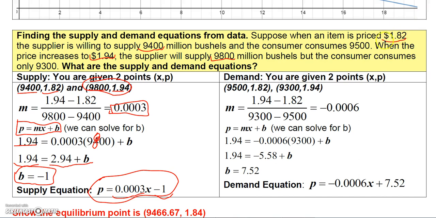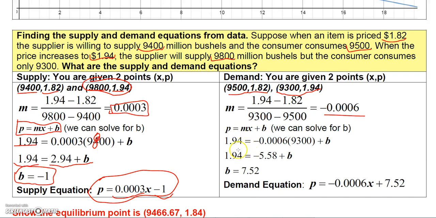Now for the demand equation, I have to look at demand. If the price is $1.82, the demand is 9,500, so that would give me this point here, 9,500, $1.82, and when the price increases to $1.94, the demand drops to 9,300. So for the quantity of 9,300, the price is $1.94. Now I do this one the same way. I take $1.94 minus $1.82 and then divide it by 9,300 minus 9,500, and when I put that in a calculator, I got -0.0006.